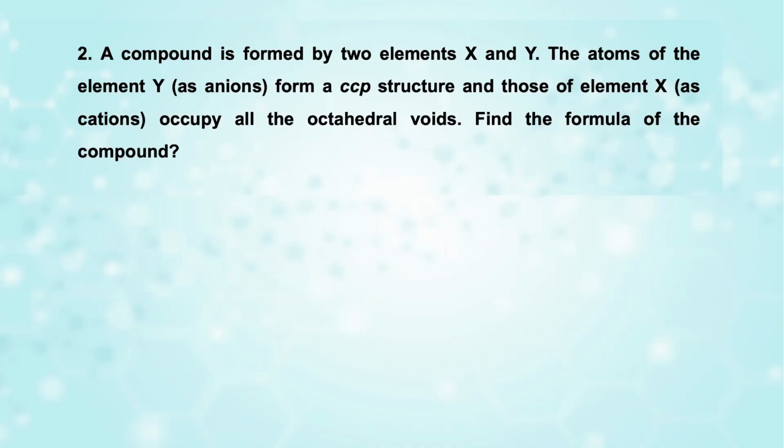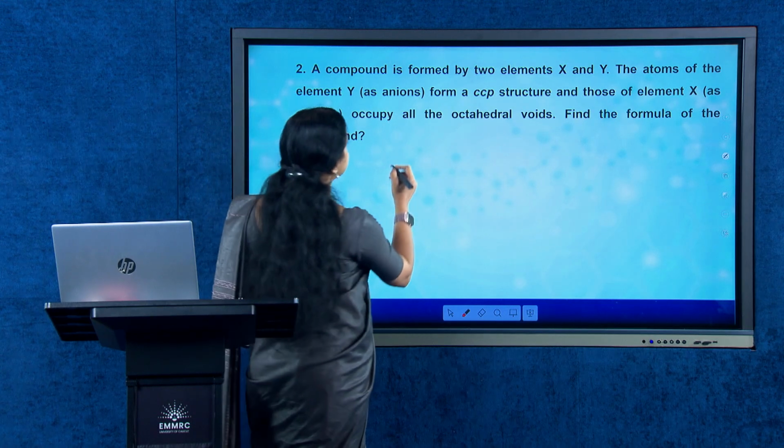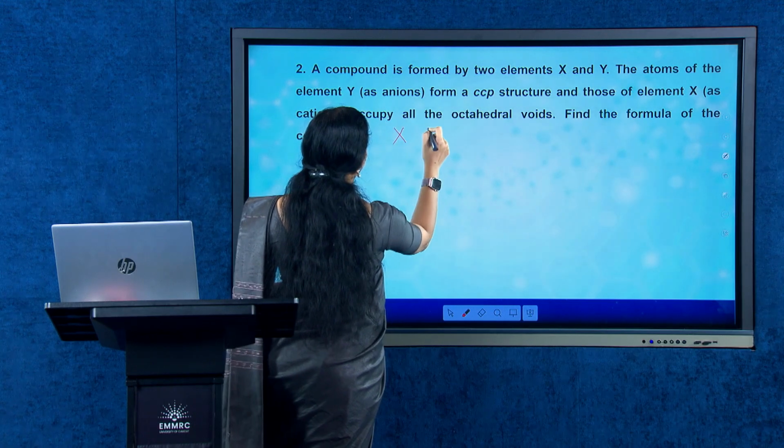Second question, a compound is formed by two elements X and Y. The atoms of the element Y as anions form a CCP structure, and those of the element X as cations occupy all the octahedral voids. Find the formula of the compound. So, here we have two elements X and Y.